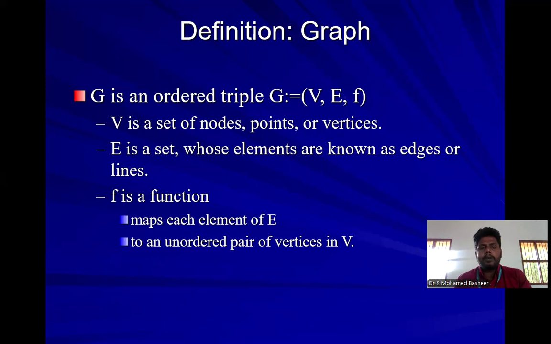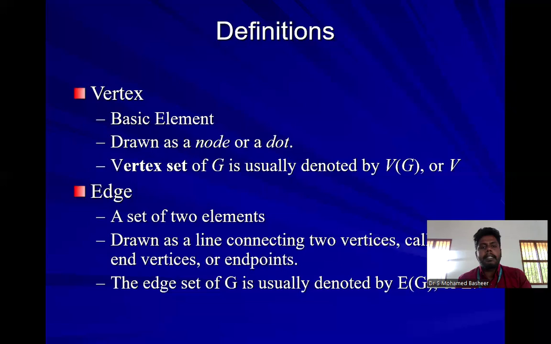V is called a set of nodes or points or vertices. E is a set whose elements are known as edges or lines. F is the function that assigns each element of E a pair of vertices in V. These are the definitions. A vertex is the basic element, drawn as a node or a dot. The vertex set of G is usually denoted by V(G) or V.